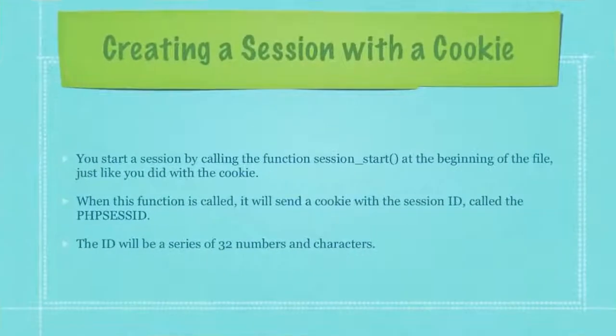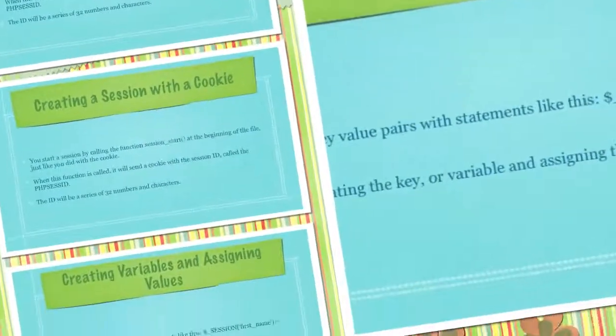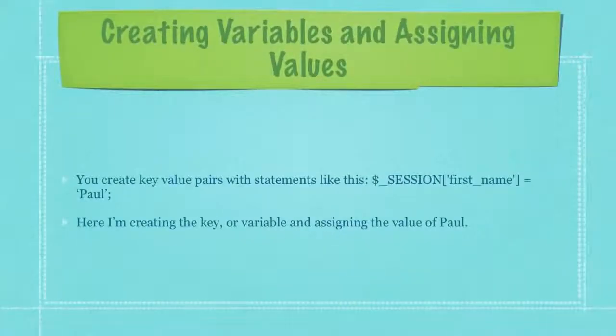You start a session by calling the function session_start at the beginning of the file, just like you did with the cookie. When this function is called, it will send a cookie with the session ID called the PHPSESSID. The ID will be a series of 32 numbers and characters. You create a key value pair with statements like this. Here I'm creating the key or variable and assigning the value of Paul.